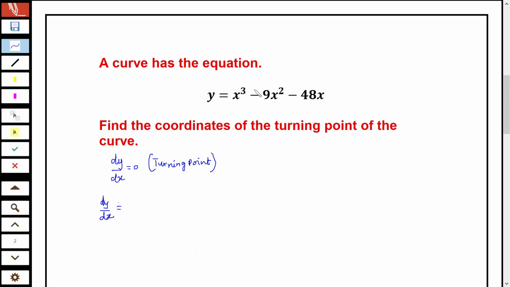will be equal to, now to differentiate, in this case, we have to multiply the power by the coefficient and then subtract 1 from the power. So this becomes 3x squared minus, now 2 times 9 is 18, so this gives us 18x, then minus, now the x has a power of 1 times 48, and this gives us 48.